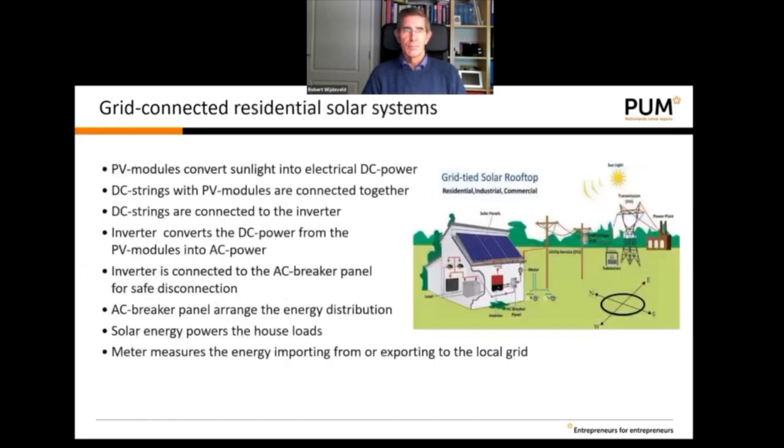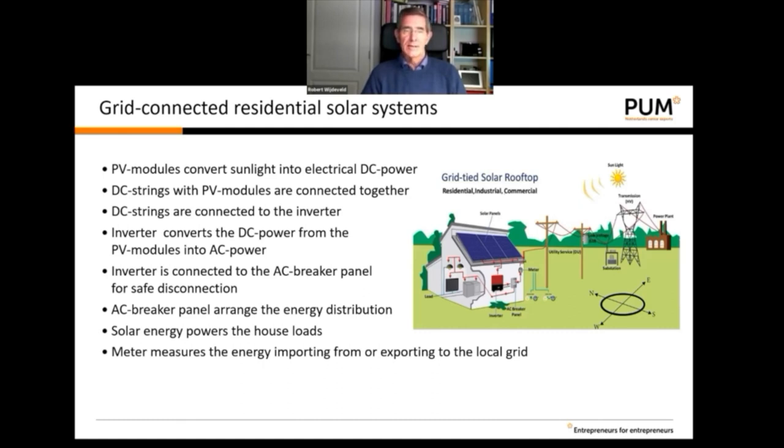But let's focus more on the smaller systems, the residential solar systems. Here you see a schematic diagram of a common solar system. We see the PV modules on the roof, and this converts the sunlight into electrical DC power. In the first lesson, you've learned that out of a solar panel, or out of a solar cell, DC current comes out.